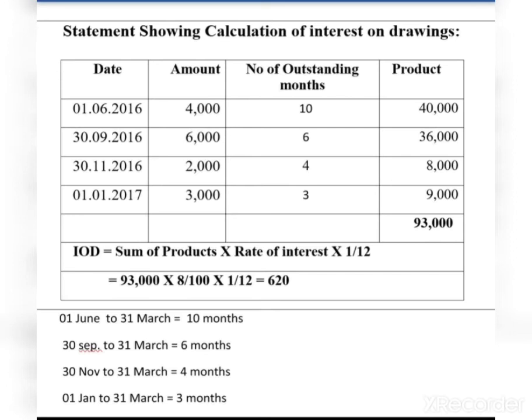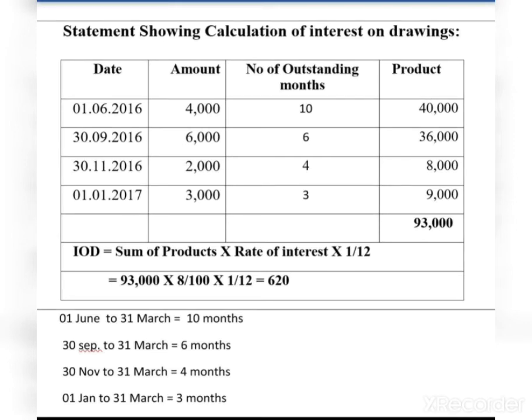Next, the second time, she withdrew 6,000 on 30th September 2016. 30th September is the last date of the September month. That's why we will not include the September month. We will calculate from October to 31st March, means 6 months. That's why we will write 6, and in the last column we will write 6,000 into 6 is equal to 36,000.